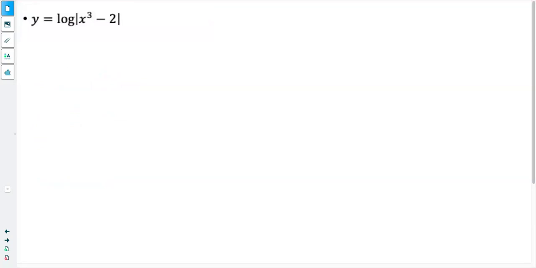Next, we have y equals the logarithm of x cubed minus 2. Now, because we don't have a base listed, we know this is a common logarithm, so base 10. And the absolute value here, as we learned a couple of slides ago, isn't going to actually impact our overall answer. So we have y prime is equal to the derivative of the logarithm, which will be 1 over x cubed minus 2 times the derivative of x cubed minus 2 times 1 over the natural logarithm of the base of this one. So this one was base 10.